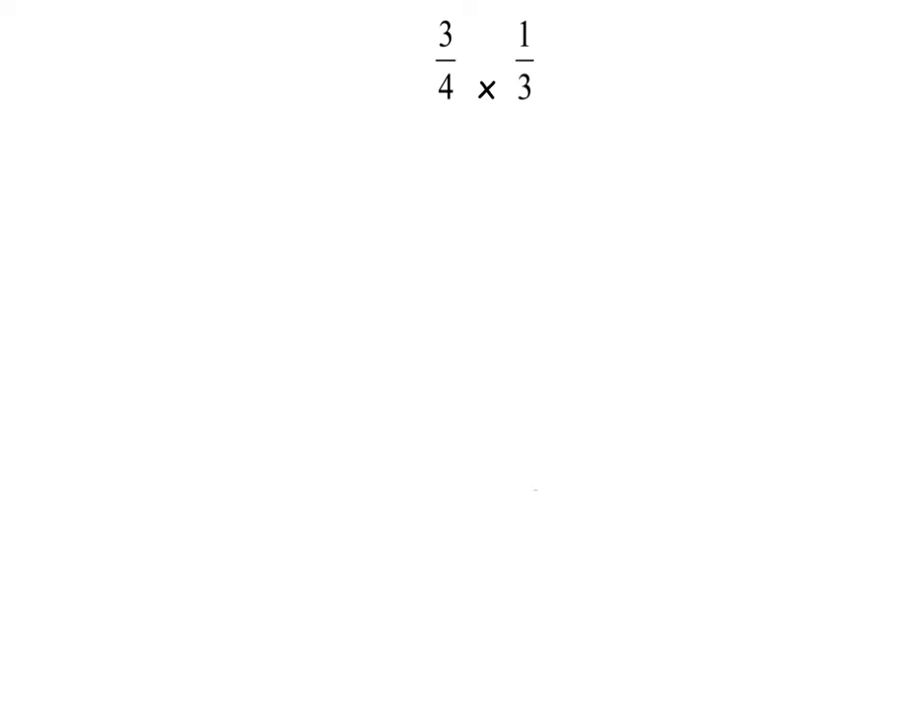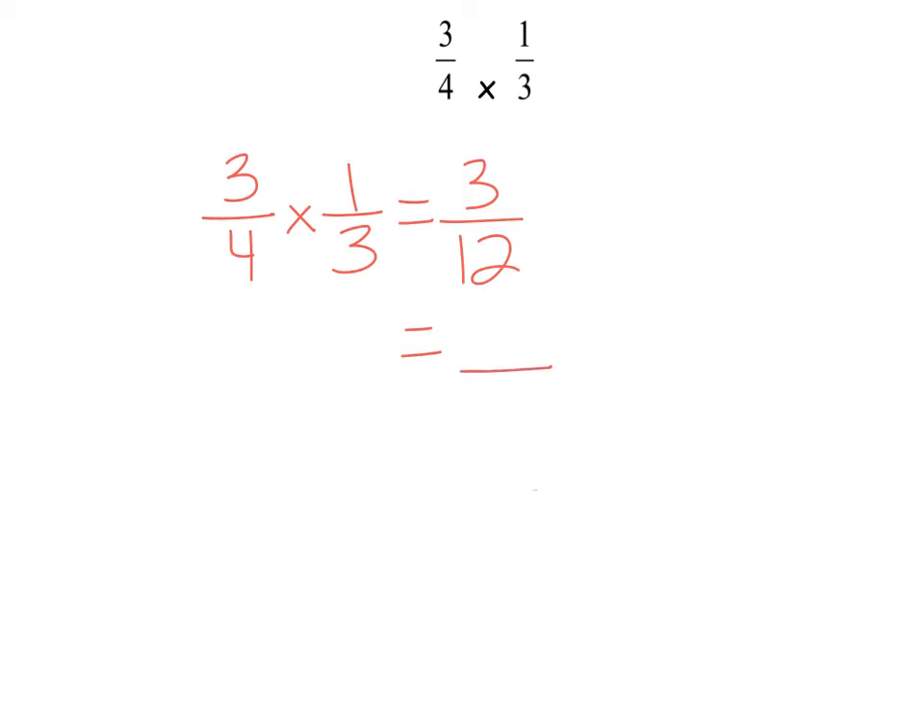3/4 times 1/3. Numerators, 3 times 1, 3. 4 times 3, 12. So 3/12, simplify. Divide by 3. Divide by 3. 3 divided by 3 is 1. 12 divided by 3 is 4. So 1/4. Well, I could solve this another way.